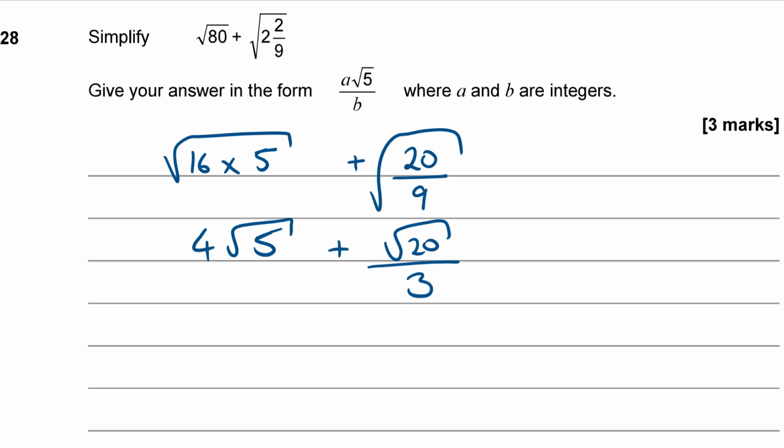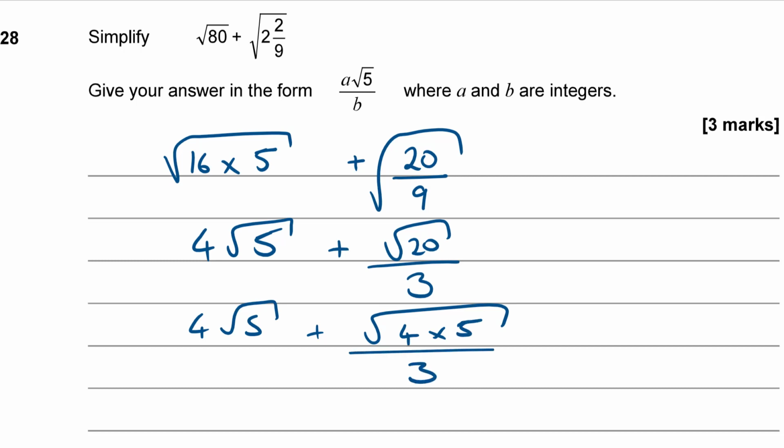Okay, now 20 I can make to be 4 times 5, can't I? So if I leave that one for now, 4 root 5 plus the root of 4 times 5 instead of root 20. Then I can break that up into two separate square roots, and the square root of 4 is 2. So that's going to leave me with 4 root 5 plus 2 root 5 over 3. Okay, so we're almost there.